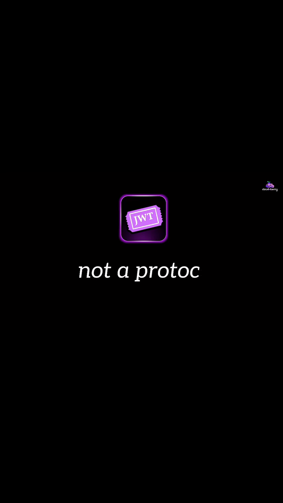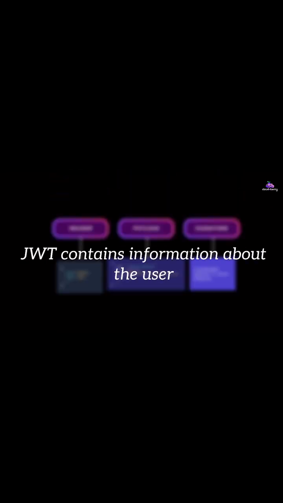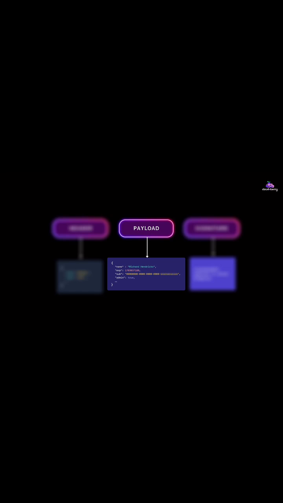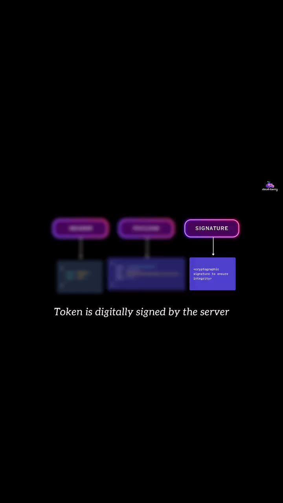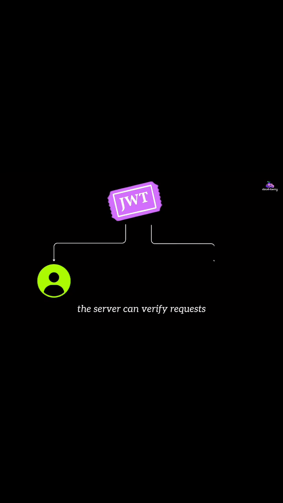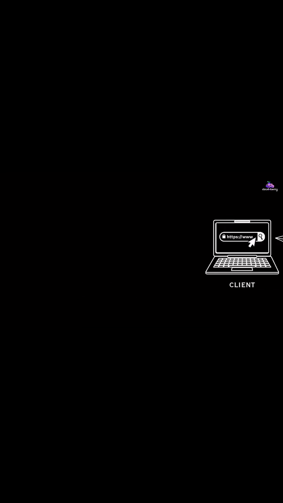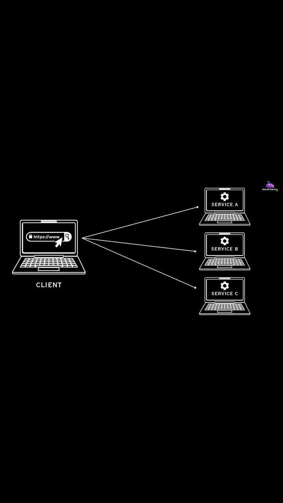Many bearer tokens today are implemented using JSON Web Tokens, commonly called JWTs. JWT is not a protocol, it is simply a token format. A JWT contains information about the user in a structured JSON payload. The token is digitally signed by the server, which ensures that the data inside the token has not been modified. Because the token contains the information needed to identify the user, the server can verify requests without querying a database every time. This makes JWTs very useful in distributed systems and microservice architectures.